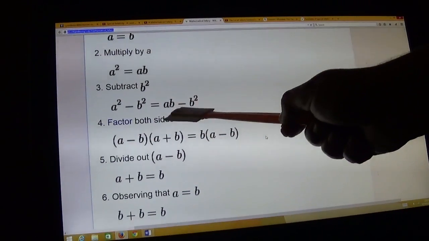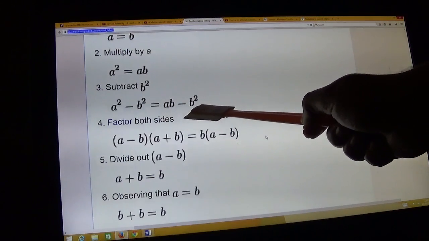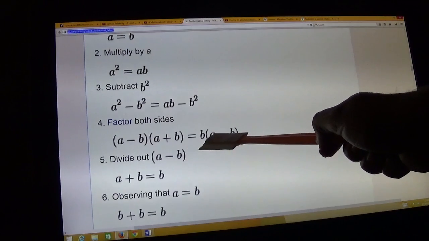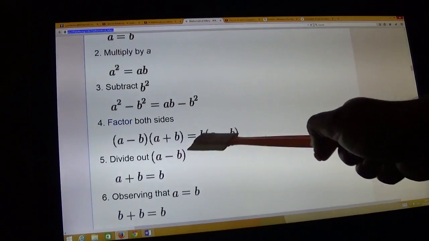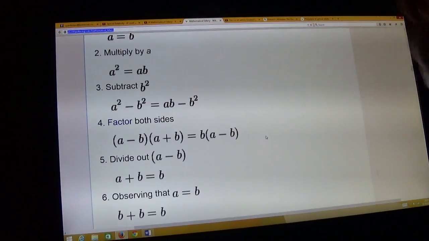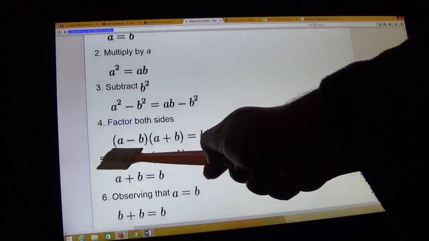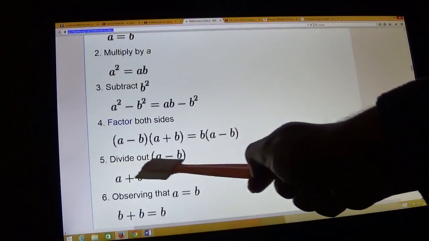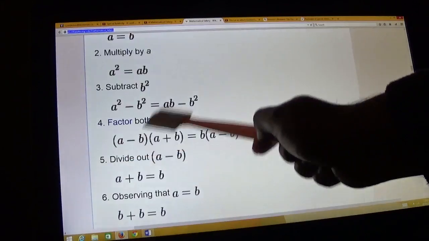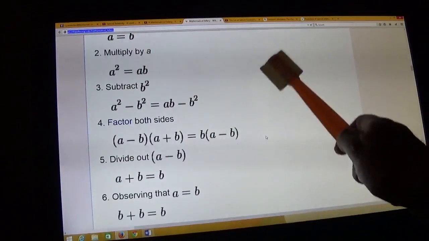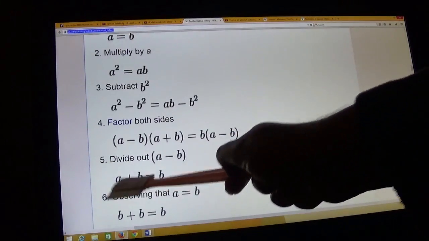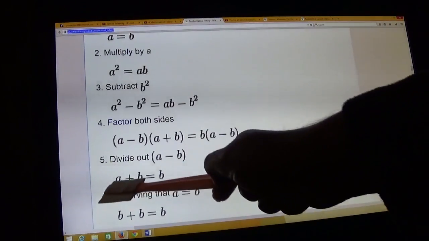And on this side, you bring out the B. So B's brought out of the brackets. B times A is that bit. B times minus B, B squared minus B squared there. Right. Now after you've got that equation, you then divide both sides by A minus B. So when you do that, dividing by A minus B gets rid of that from that side as well. So what you're left with on this side is A plus B, on this side is B, so you've got A plus B equals B.